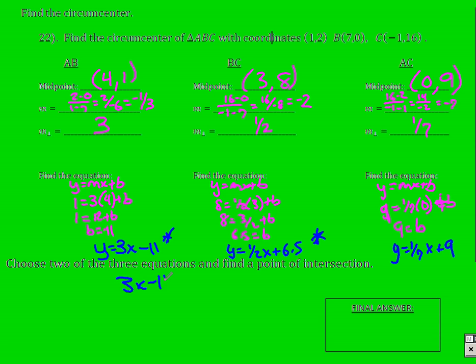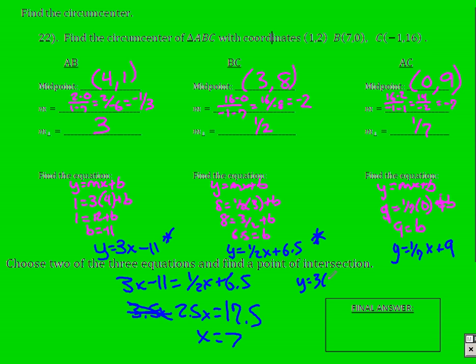So I set 3x minus 11 equals 1/2 x plus 6.5. If I add a half, I'll get 3.5 x's over here. And I should have subtracted. My apologies. I need to subtract a half x, so I get 2.5x. And then when I add 11 to this side, I get 17.5. Divide both sides by 2.5, and I get x equals 7. Then, to find y, plug it back in. So I'm going to plug it back into this equation because it looks nicest.